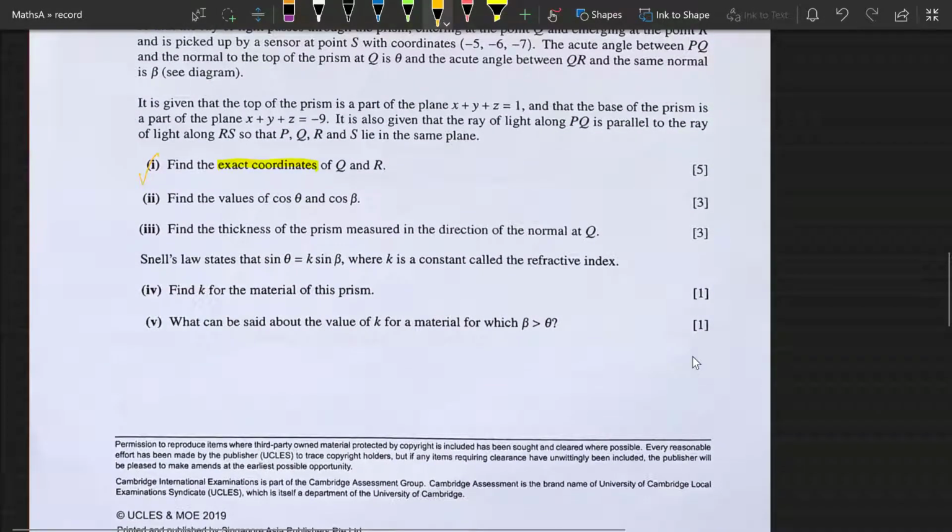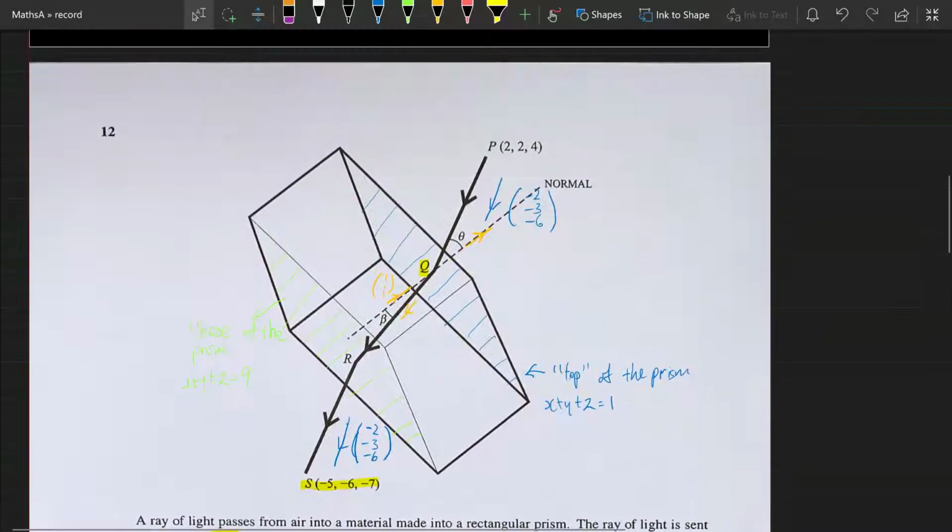Now, part 3 might be a bit tough also, but not too difficult. Find the thickness of the prism measured in the direction of the normal at Q. So in the direction of the normal at Q, which we've established is pointing out of the plane like that. If you look at the thickness of the prism, this is the thickness we are talking about.